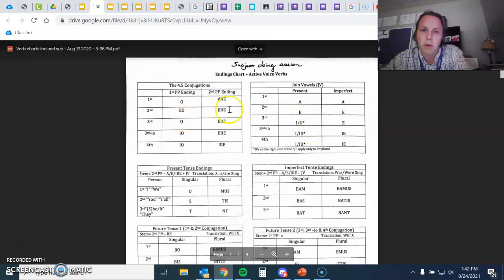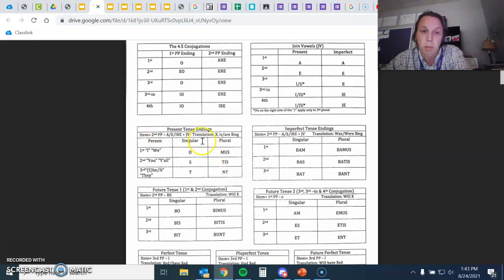Up here in the top corners, you have just a key to help you keep straight the endings for the conjugations. O-A-R-E, E-O-E-R-E, O-E-R-E, I-O-E-R-E, I-O-I-R-E. First, second, third I-O, fourth. And over here, you have your join vowels that you can add on. I have them organized here for present tense right here, imperfect tense over here, and here's the conjugation it belongs to. I also make a note down here for IU and I and IU that the one with the asterisk next to it only applies to the third person plural in the present tense, nothing else.